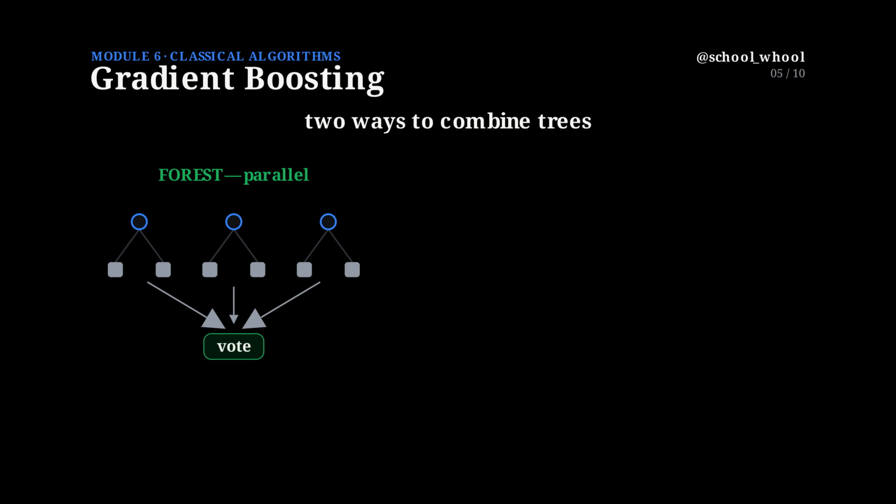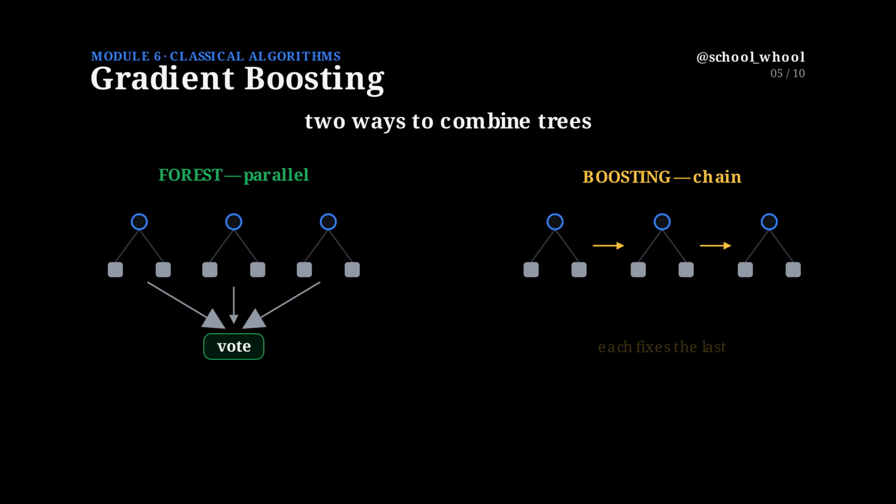Here's the contrast. A forest grows its trees in parallel, independently, and averages their votes. Boosting grows its trees in a chain, one at a time. Each tree depends on the last, because its whole job is to correct what the previous ones got wrong.